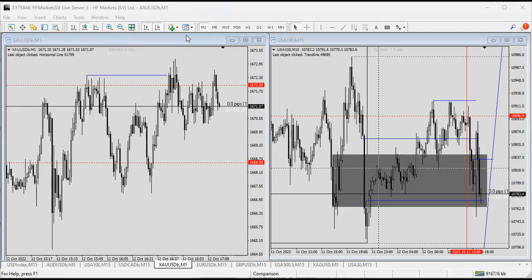General weekly profile, it's Thursday. ICT said Tuesday creates the high or the low of the week 70% of the time. That is correct. That is absolutely correct. But in what pair? That's the thing. In what pair? It's not one size fits all. Not indices for sure.